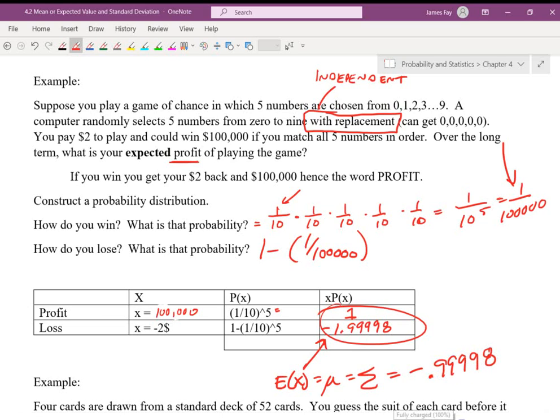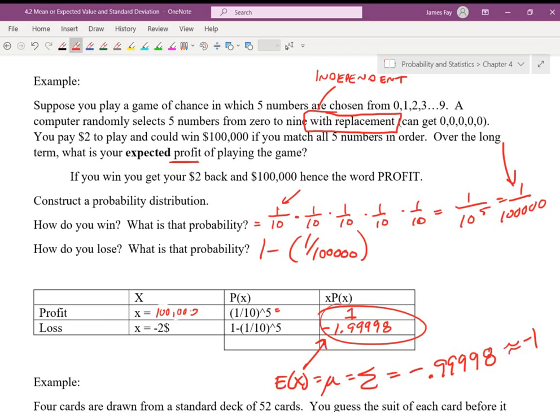-0.99998, right? Okay. So that's pretty close to -1, right? So what this means is if you are a person that is going to play this game over and over and over and over again an infinite number of times, you can expect to lose $1 per each game. Does that make sense? So if this was a casino game, the individuals are losing $1. What's the casino making? They're making $1 off of every time somebody plays this game.